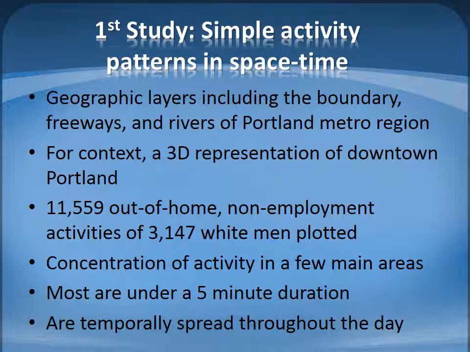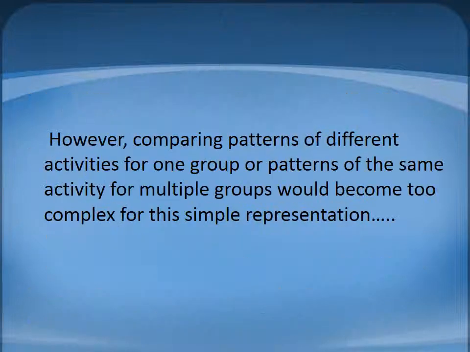The first study was just a simple activity patterns in space-time, and they mapped out non-employment activities of white men. It showed a concentration of activity in a few main areas, and most of these activities were of short duration and were temporally spread out throughout the day. They brought in layers for contextual purposes. However, this simple representation wouldn't really be enough for comparing patterns of various activities for a group or patterns of the same activity for multiple groups.